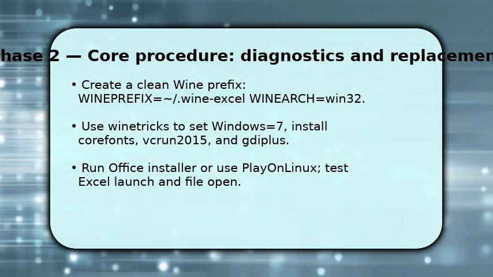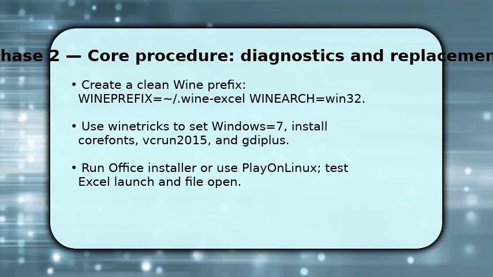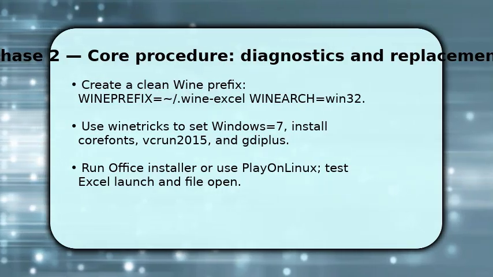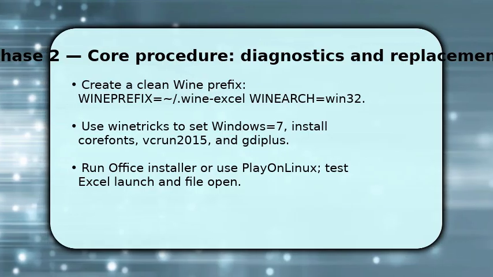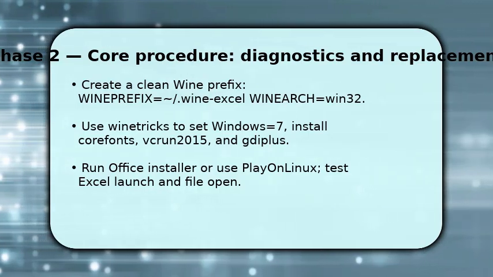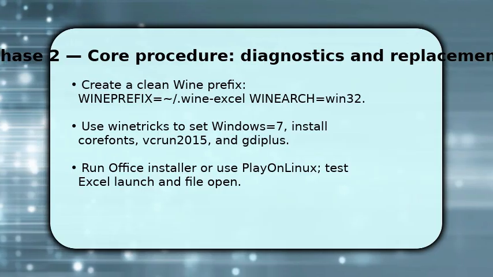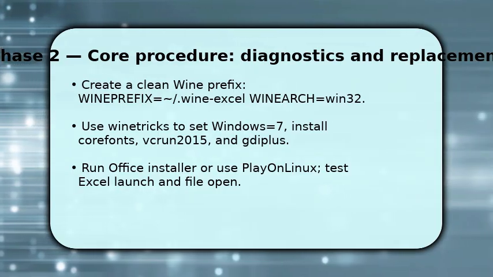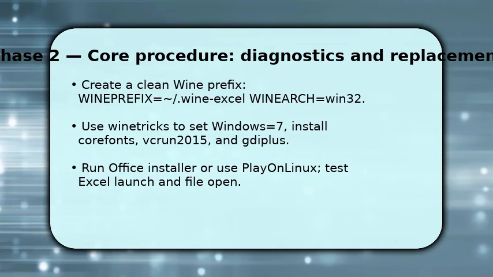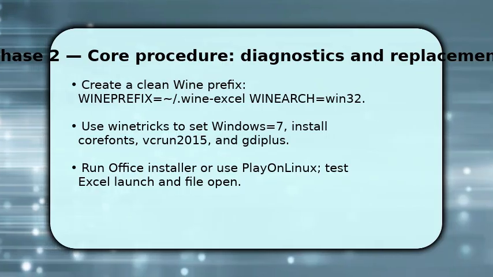You now create a dedicated Wine prefix to isolate Excel, export Wine prefix and Winetricks as Win32. Then use Winetricks to set the Windows version to Windows 7 and install Core fonts, vcrun 2015, and gdiplus, because Excel depends on those libraries.